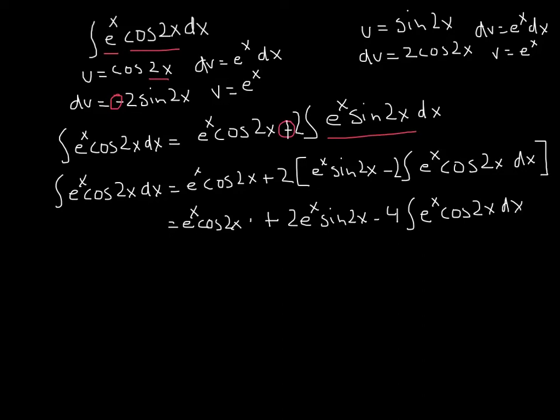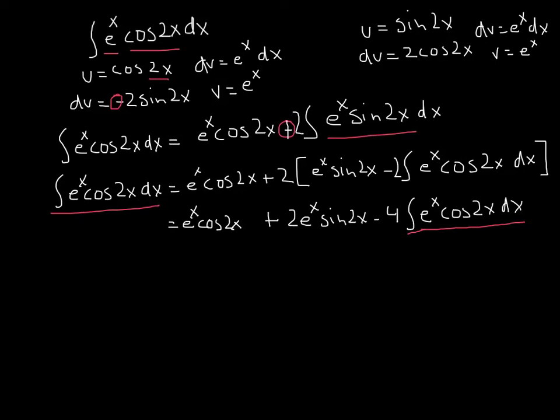Okay, and so we realize that this part here is the exact same integral as over here. And if you don't realize that, you're going to start to go around in circles and realize that, wait a second, I'm trying to integrate e to the x cosine 2x dx, and I have the exact same integral over here on the other side. So what do you need to do?